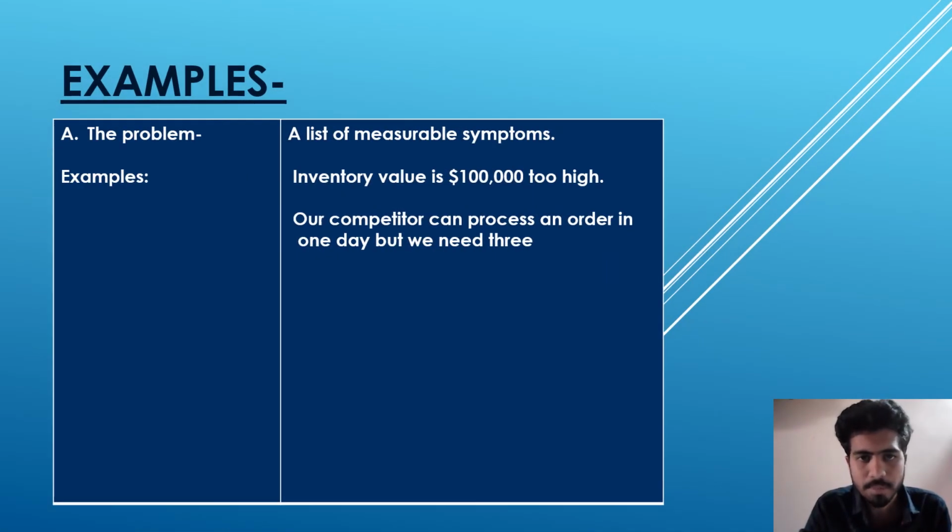Example of a problem. A problem is a list of measurable symptoms. Examples of problems are: inventory value is $100,000 too high; and our competitor can process an order in 1 day, but we need 3.